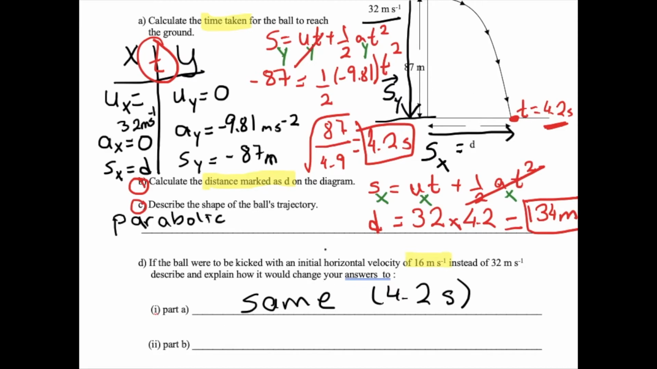However, in part B, we used the initial velocity because we were looking at the horizontal displacement. So instead of 32, it's going to move with 16 meters per second for the same amount of time. And when you multiply that, you will get half of this answer, which is going to be 67 meters as the horizontal displacement.